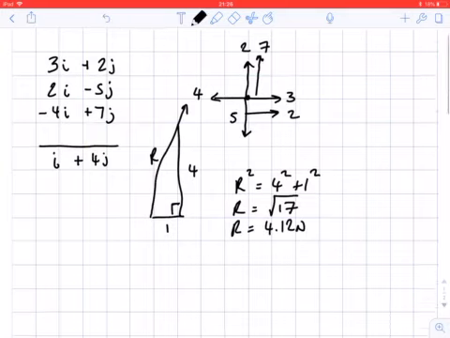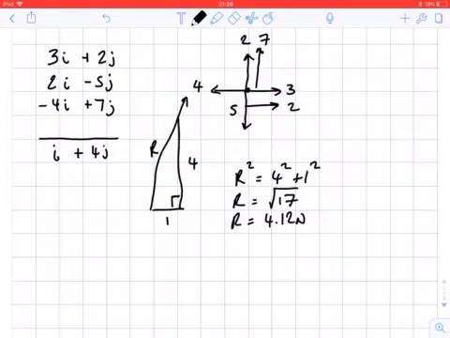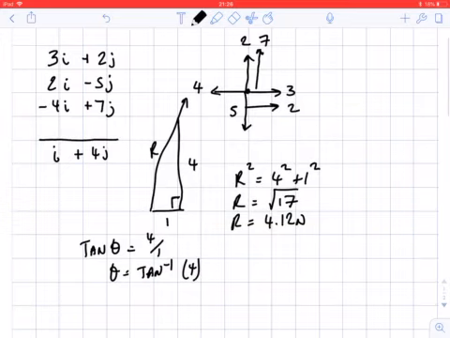If I wanted to find the angle to the I, or the horizontal as it was, we could use tan theta is opposite over adjacent, so it would be 4 over 1. So theta is the inverse tan of 4. So theta comes out to be 76 degrees. And that's how we would deal with a number of forces in vector form.